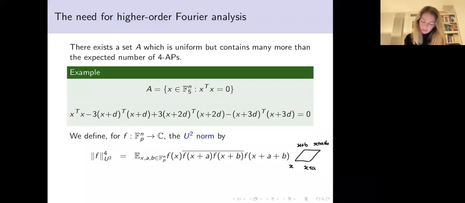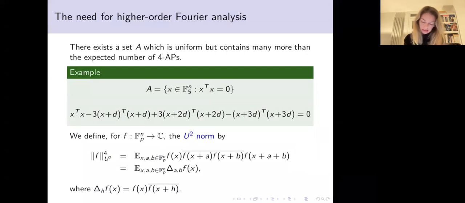I will give you a more compact way of writing this. Namely, we can write it as the average over x, a, b again of this capital delta subscript a, b of f of x, where this delta is a sort of discrete differencing operator. So it takes f of x and multiplies it with the complex conjugate of f of x plus h. So you can check that this expression is indeed the same as this. Now, I said that this average defines a norm, or rather the fourth power of a norm, but it's not at all obvious from this definition.